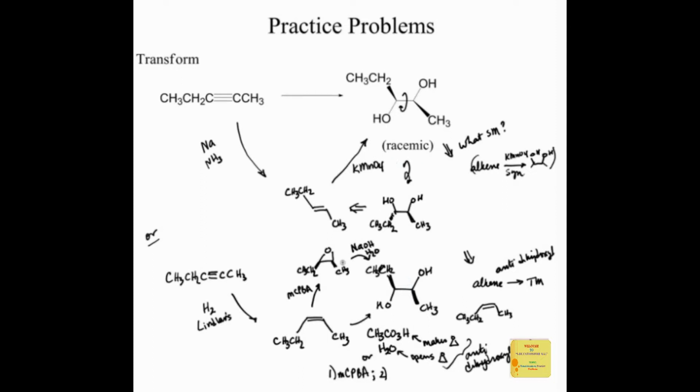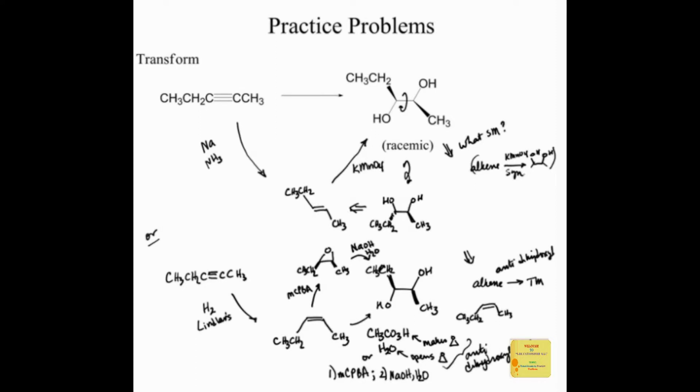Remember, this is racemic, so I've drawn just one enantiomer here, but both enantiomers would be formed. And so when we open this up, we would get both enantiomers as a possibility. So we could either do one step with the peracetic acid or two steps with MCPBA followed by NaOH, H2O.